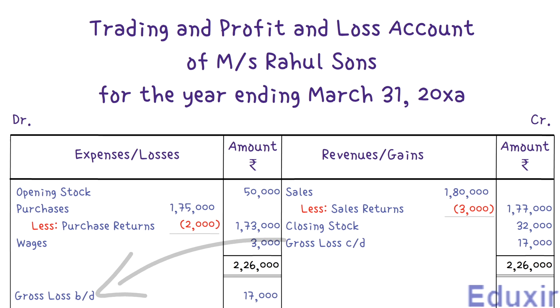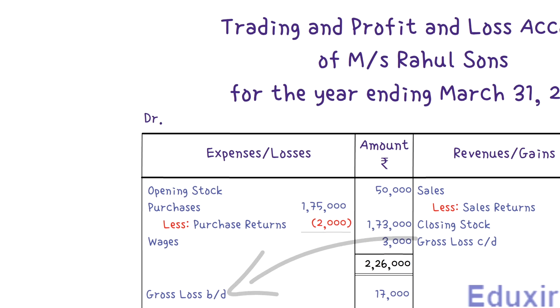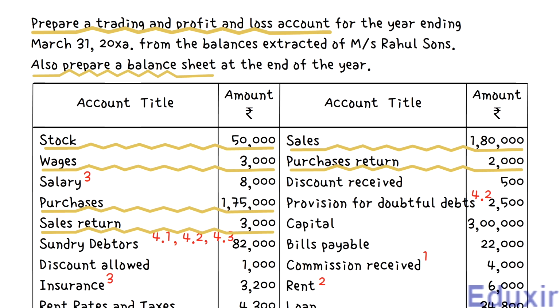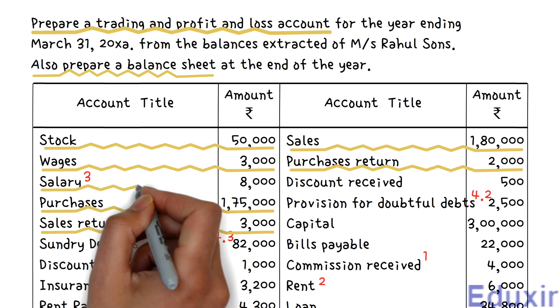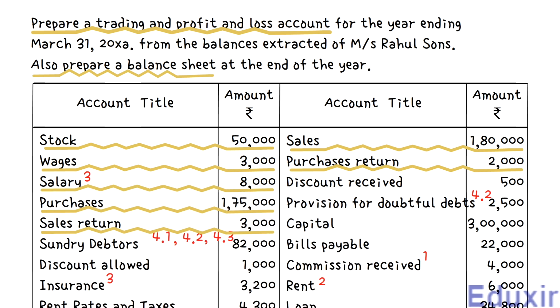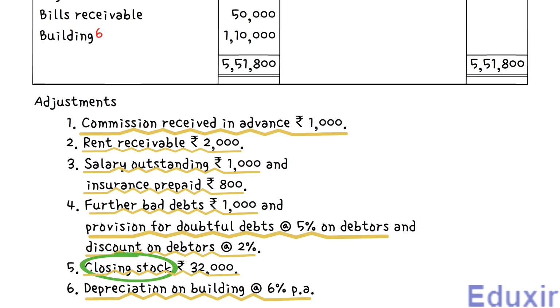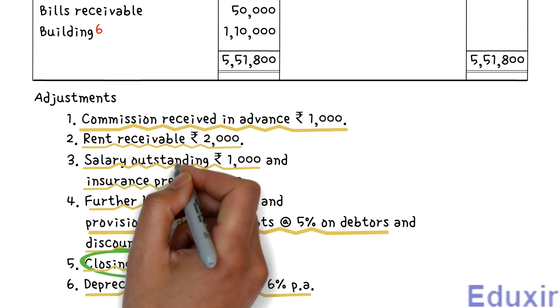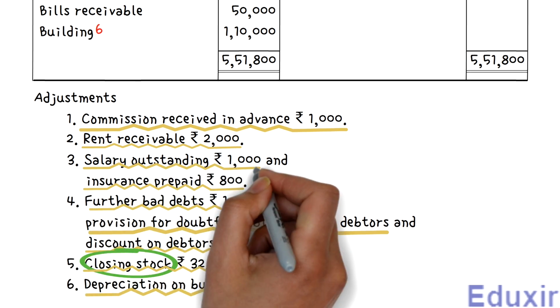Note that either gross loss or gross profit will always be the first entry in the profit and loss account. Now, after this entry, let us see what is the next entry in the trial balance to bring it down to the profit and loss account. So, the next entry in the profit and loss account will be salary balance of 8,000 rupees. Note that, as we have already discussed, the salary has an adjustment given as outstanding salary amount of 1,000 rupees.